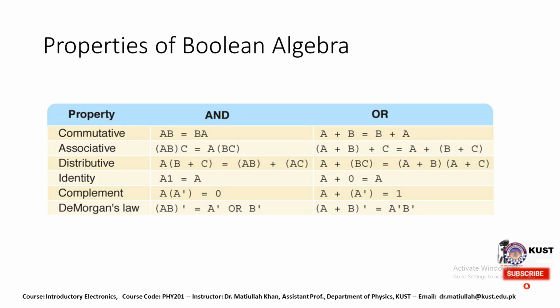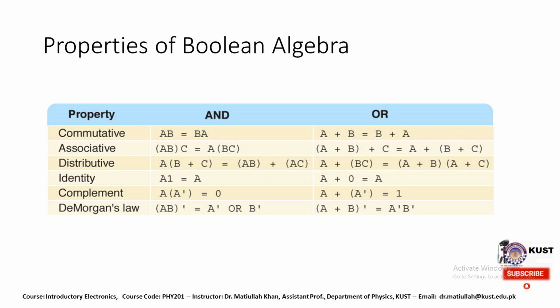and we have several properties found in Boolean algebra, for the AND gate and for the OR gate. We have the commutative law, the associative law, the distributive law. We need to identify the identity, and then we have the complement, and then we have De Morgan's law. If we apply the commutative law in the AND gate, AB should be equal to BA. For the OR gate, A plus B should be equal to B plus A.